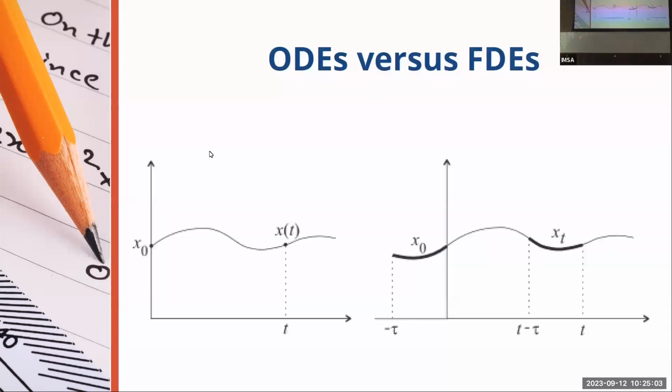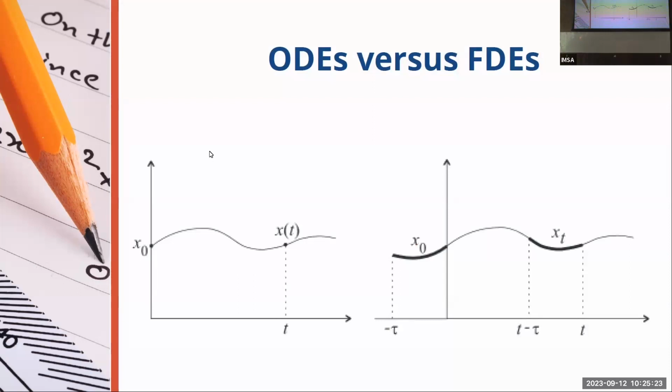Also, other things happen here. First, for ODEs we usually deal with finite dimensional space, and for functional differential equations, we deal with infinite dimensional space. So here we have much more complications from this point.